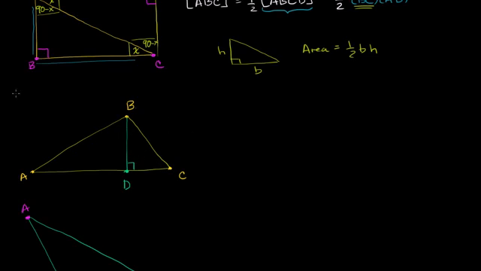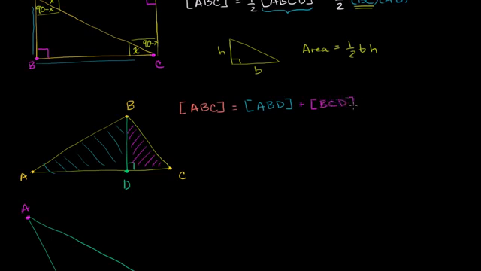So we can say that the area of triangle ABC, that's what we want to figure out, is equal to the area of this triangle right here. So it's equal to the area of triangle ABD, plus the area of this magenta triangle, plus the area of BCD. And this is useful because we know how to find the area of right triangles now. And obviously, if this is 90 degrees and this is also going to be 90 degrees, the area of ABD is 1/2 base times height.